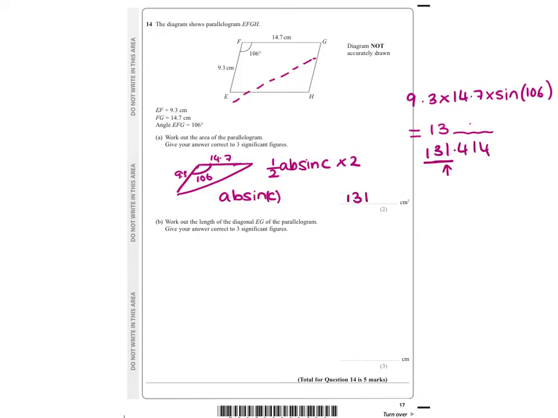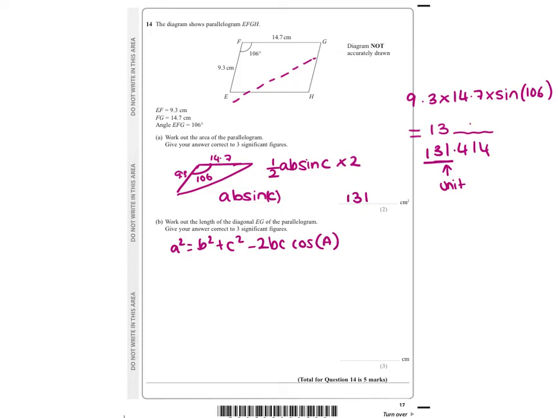My third significant figure is a unit, so I'm rounding to the nearest unit, which is 131. Perfect. It then says, work out the length of the diagonal EG of the parallelogram. Okay, so it actually now wants that diagonal. So I'm going to be using cosine rule. Okay, so we're going to get a squared equals b squared plus c squared minus 2bc cos a.